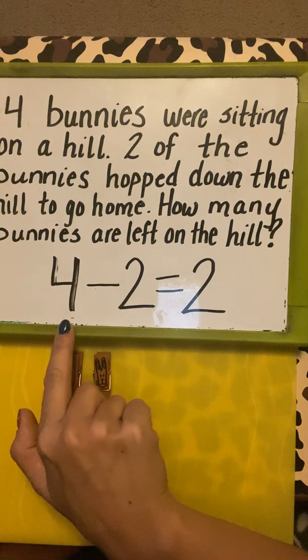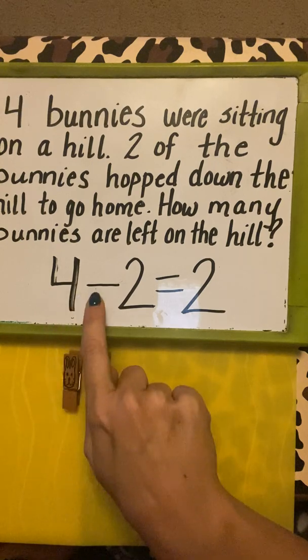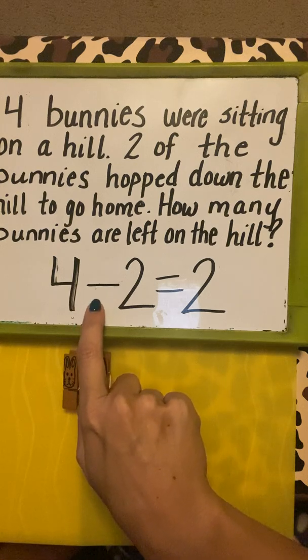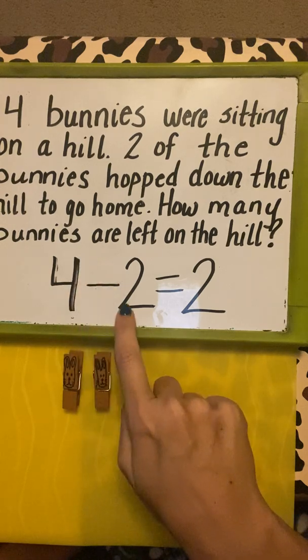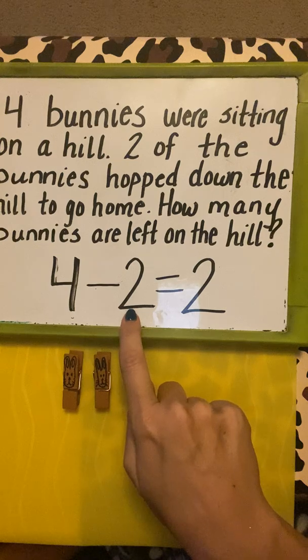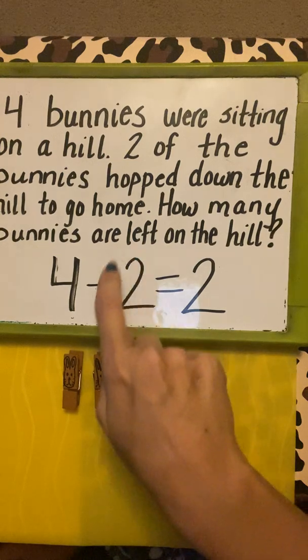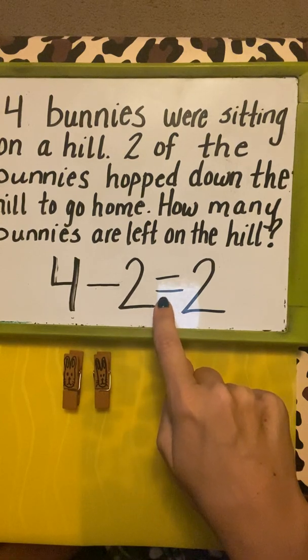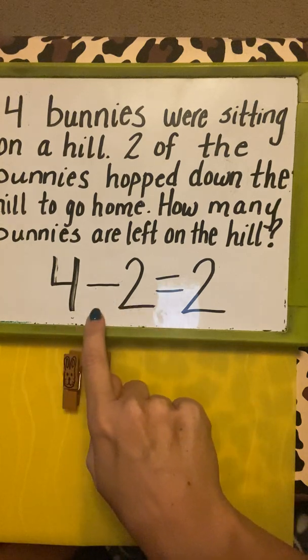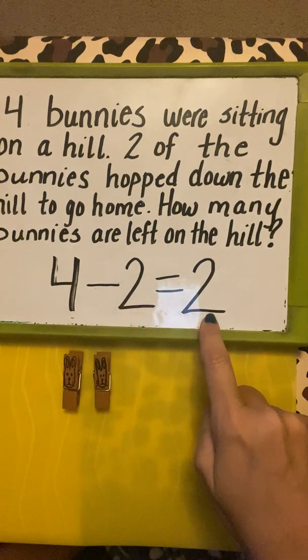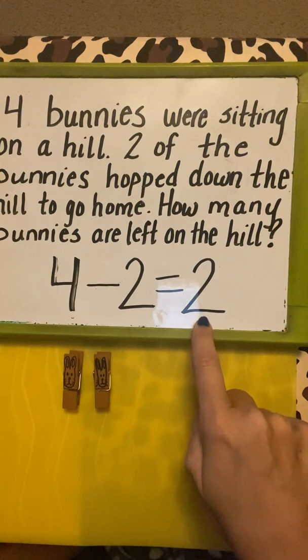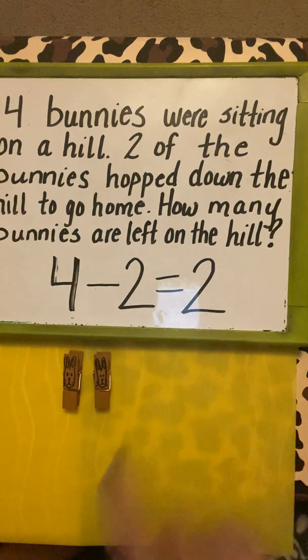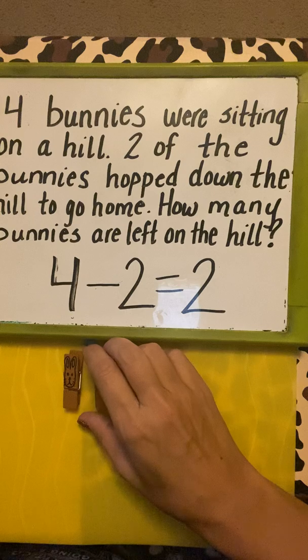On the hill, right? And the minus sign shows that some of the bunnies left. That minus means we're taking away. The number 2 tells how many bunnies left, and we know that 2 hopped away. And then this equal sign shows that 4 minus 2 is the same as the answer. And the number 2 here tells how many bunnies were left. So there were 2 bunnies left on the hill. Okay, so some went away.